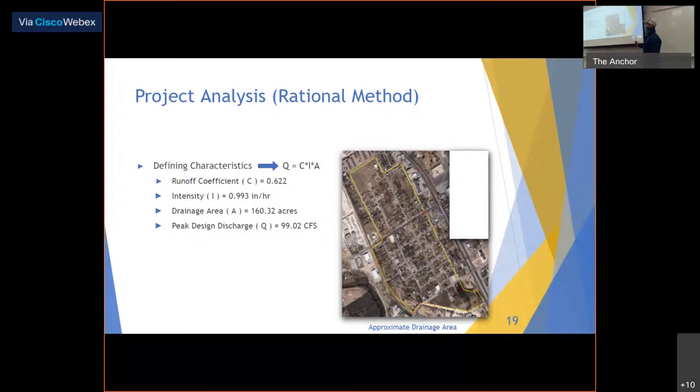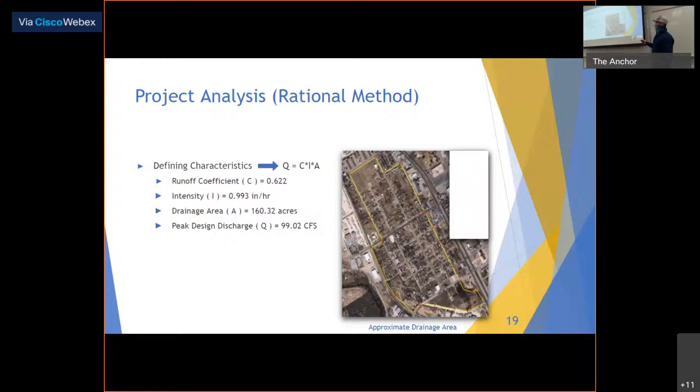The runoff coefficient C for our project was actually a weighted runoff coefficient, due to the fact that there are five different zones recognized by the City of San Angelo zoning map. So we had to have a weighted runoff coefficient. Our intensity value comes from table 4.1 in the design manual, and that comes up to a value of 0.993 inches per hour. Our drainage area, outlined by the yellow line drawn in the map, is 160.32 acres. And those yield a peak design discharge value of 99.02 cubic feet per second.